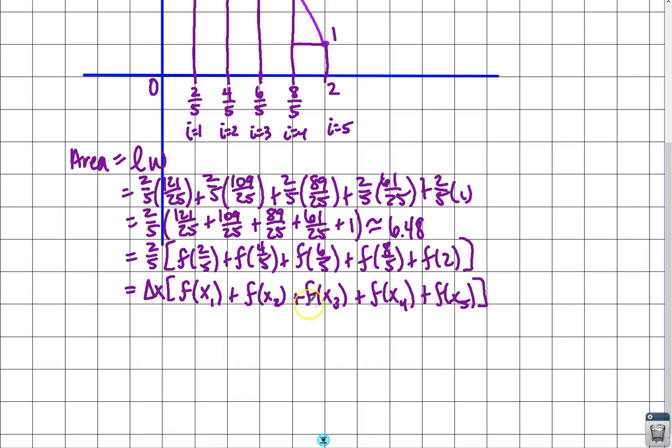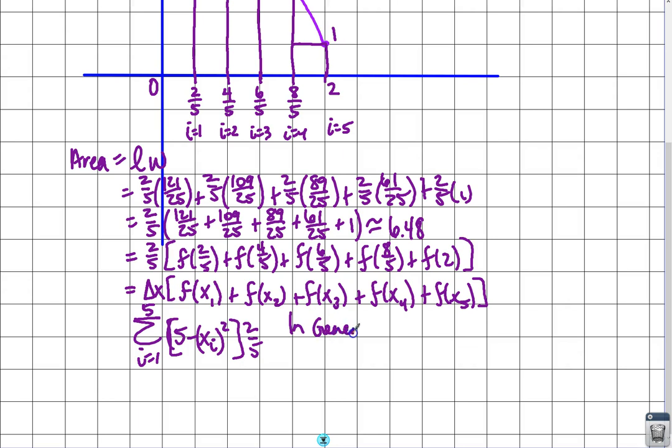Okay, so for this one right here, I've got i equals 1 to 5. My function was 5 minus x sub i squared, there we go, times 2/5. Okay, this is specifically for this situation.